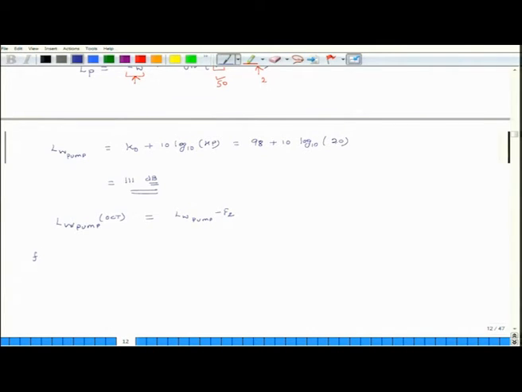So what do I have? I have central frequencies. What are the central frequencies? 63, 125, 250, 500, 1000, 2000, 4000, 8000. And LW pump is 111 in all cases.